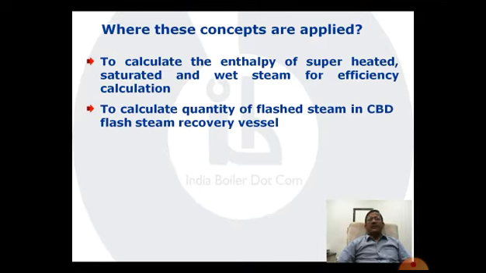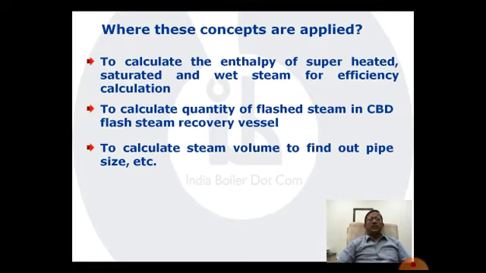Then another type of problem is when you are using the flash recovery vessel to recover some flash steam from the hot condensate. Now, how much of that flash steam recovery is possible? That calculation would also require the concepts of steam properties.